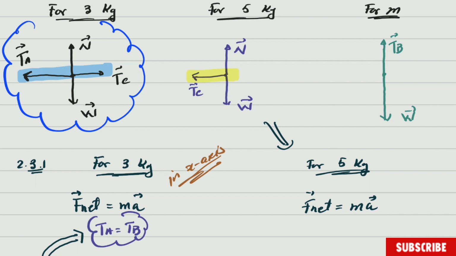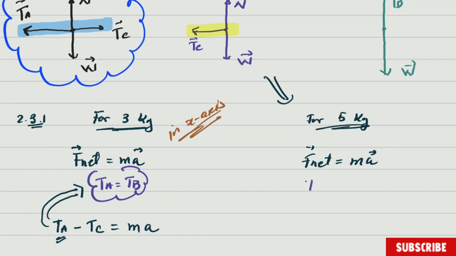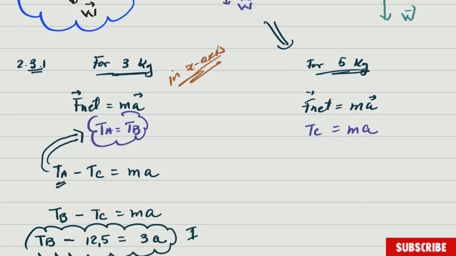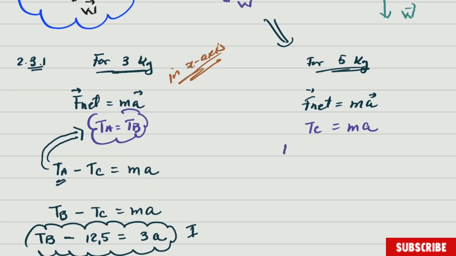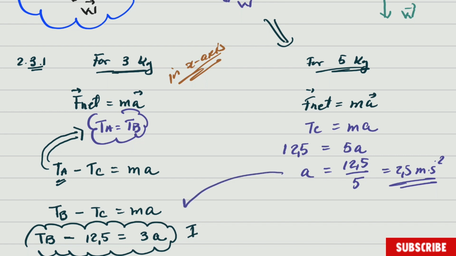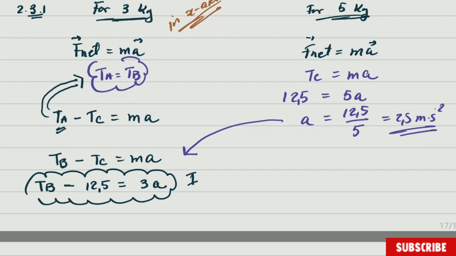So when you substitute there, you have TC, C is equal to MA, and guys, we can substitute everything because we do have it. So this one is 12,5 is equal to 5A. So A is equal to 12,5 divided by 5, and therefore A is equal to 2,5 meters per second squared. And guys, this number now must be substituted there. That's all we are going to do.